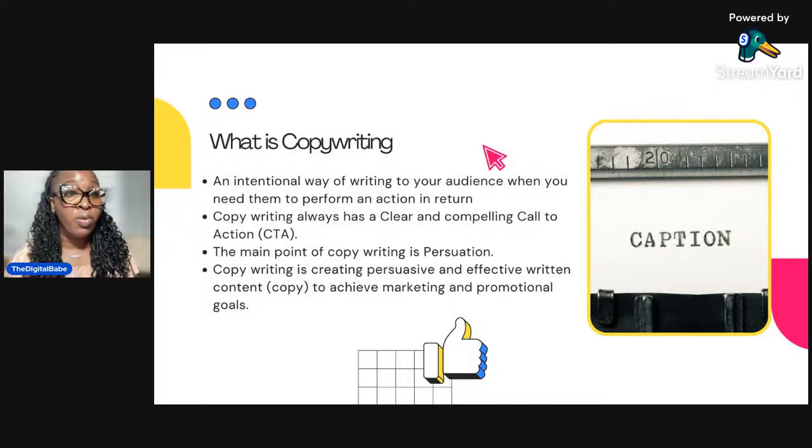So the main point of copywriting is persuasion. And the other point here says copywriting is creating persuasive and effective written content to achieve marketing and promotional goals. I already said that the main point of you writing a copy is because you want to achieve a particular goal. So you're not just writing for writing's sake. You are writing because you are trying to market to someone. You're trying to tell them, oh, this is why you should buy this, this is why you should buy that.